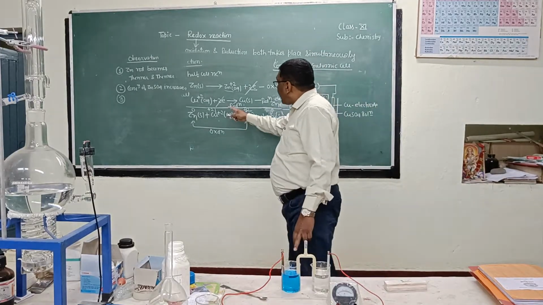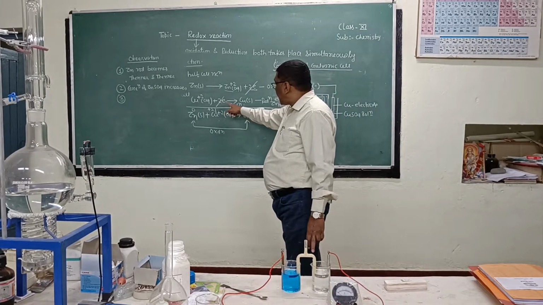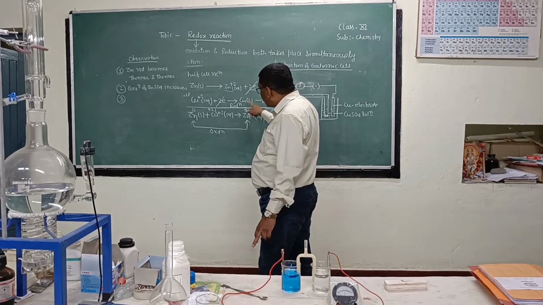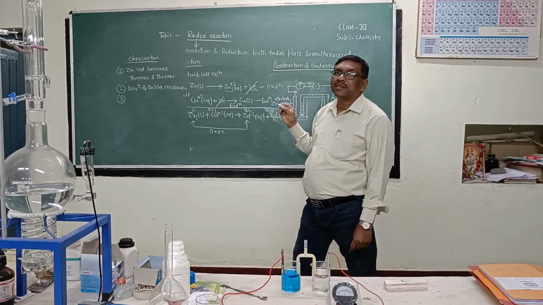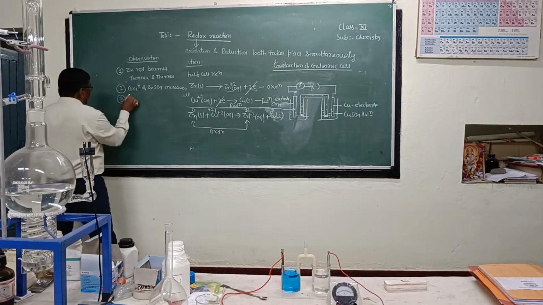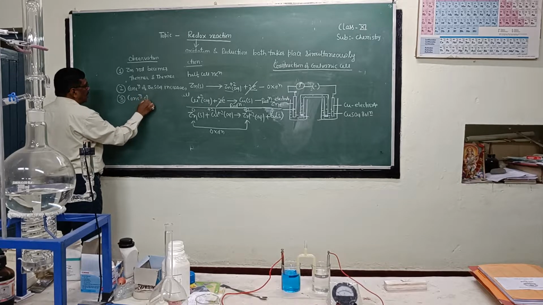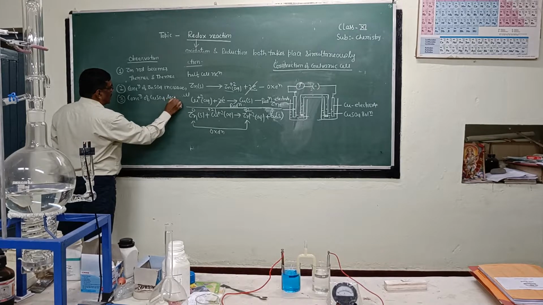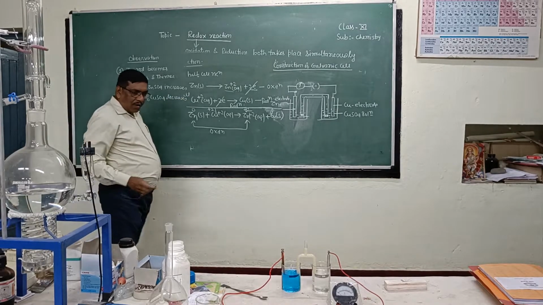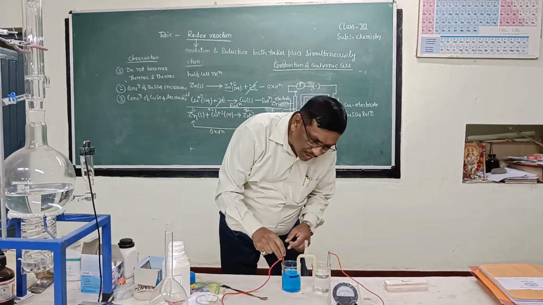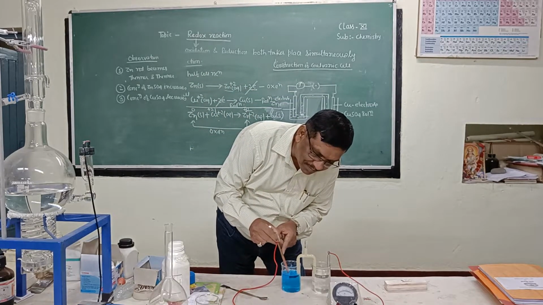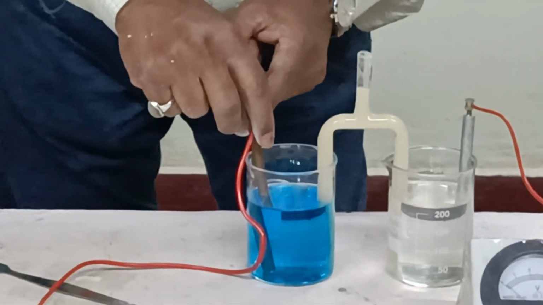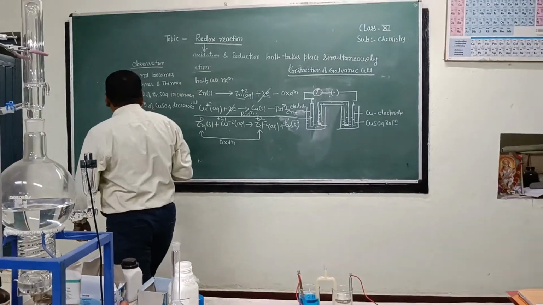The third observation is that copper ions capture 2 electrons and are converted into solid copper. So the concentration of copper sulfate decreases. On the copper electrode, copper gets deposited. So the copper rod becomes thicker and thicker.